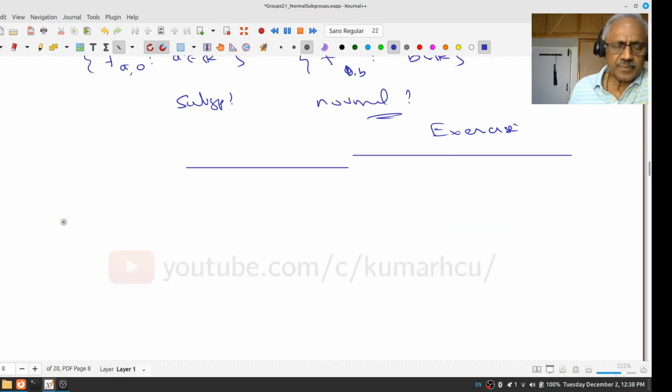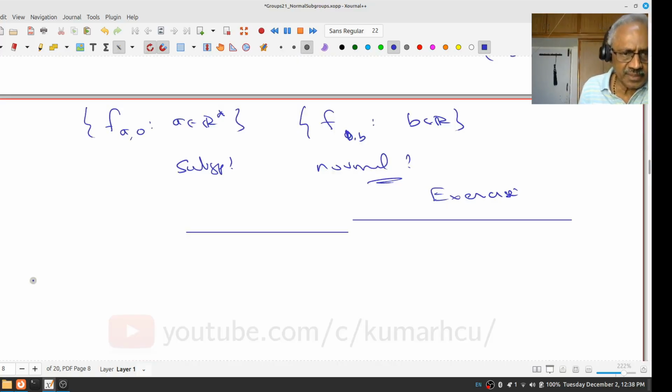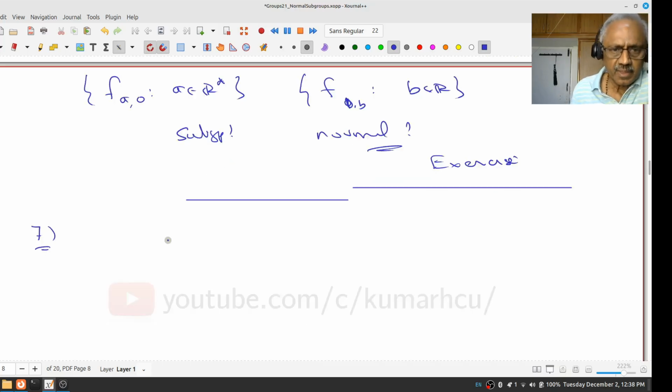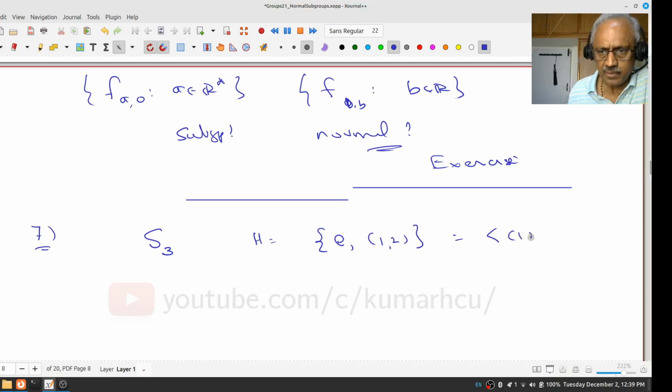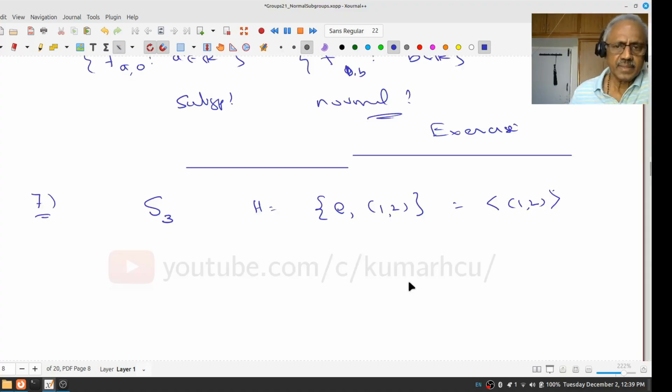Okay, it's now time for us to give some non-example, number 7. Let us look at our S_3. In that, let's look at our subgroup H, which is generated by the identity and the transposition (1 2). This is the same as the subgroup generated by the transposition (1 2). Now I want to know whether H is normal in S_3.